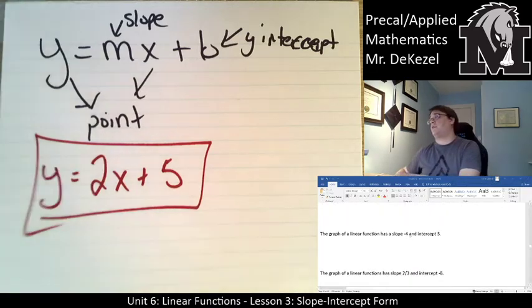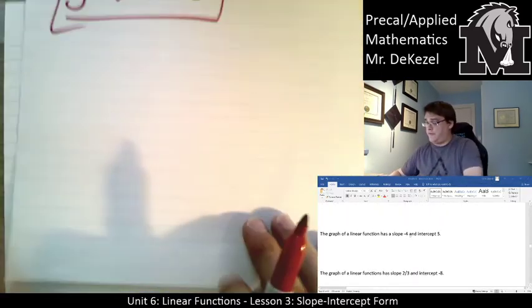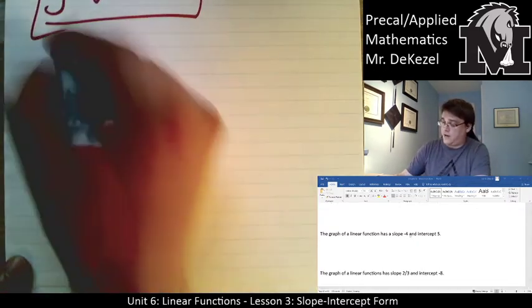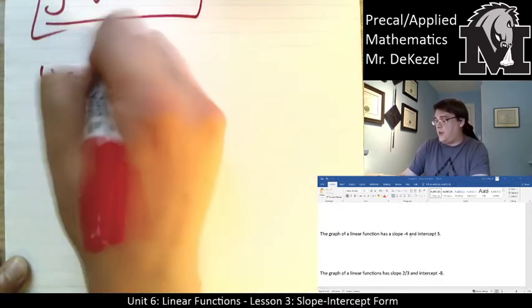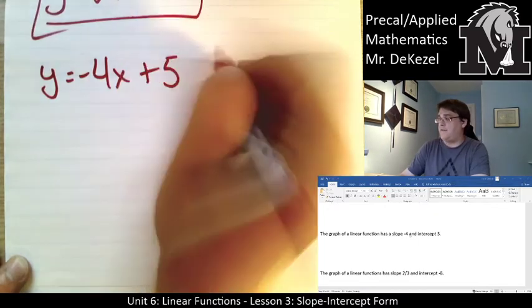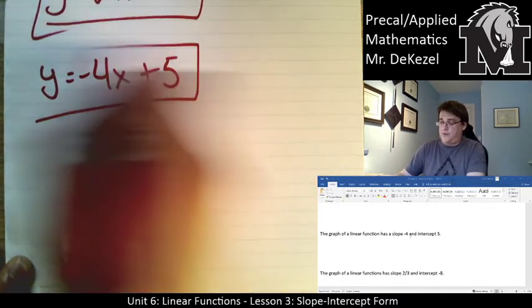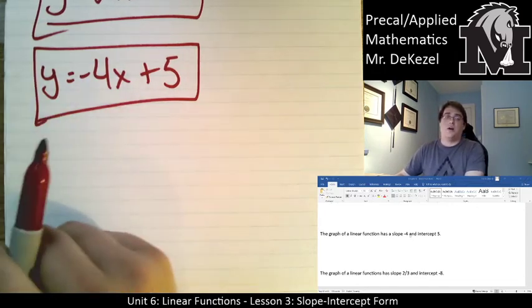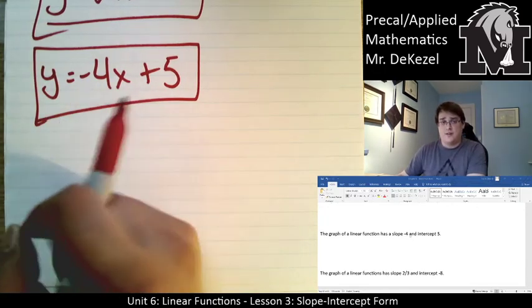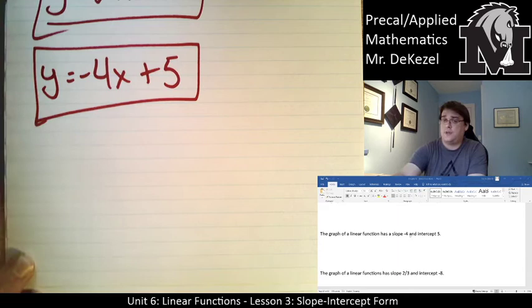If we have a linear function with a slope of minus 4 and intercept of 5, we would have y is equal to negative 4x plus 5. Slope of negative 4, y-intercept of 5. The y and the x just stay where they are to represent the points on the line. Let's continue.